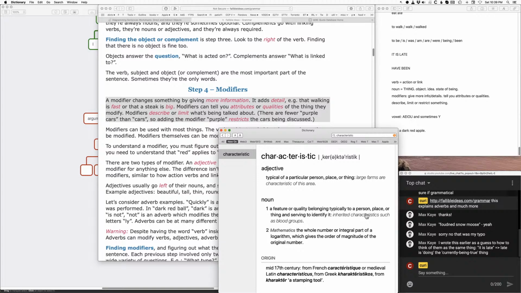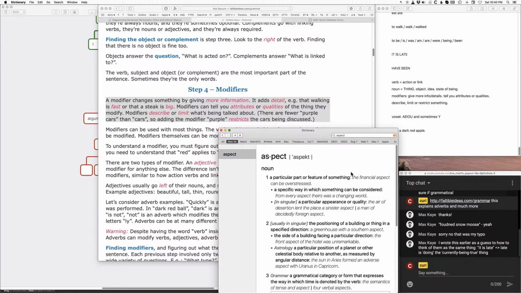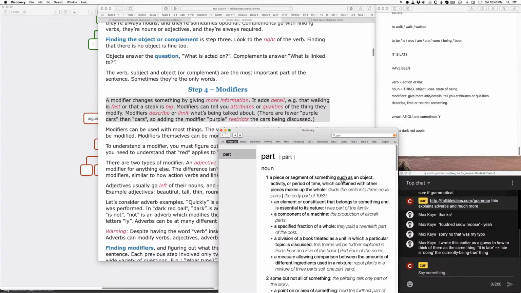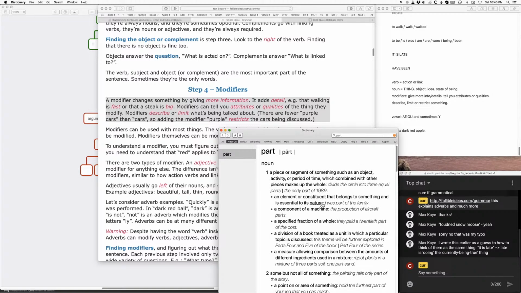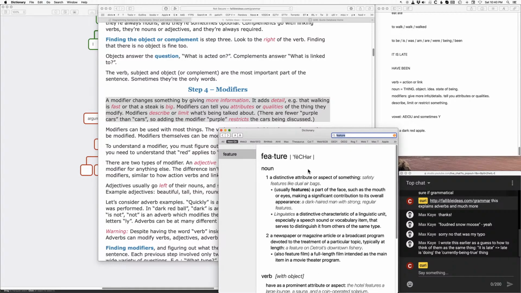Let's look up characteristic. A feature or quality. All right, let's look up feature. A distinctive attribute or aspect. Okay, let's look up aspect. A particular part or feature. Right, part. A piece or segment of something. Some, but not all. Yeah, part's getting a little off.